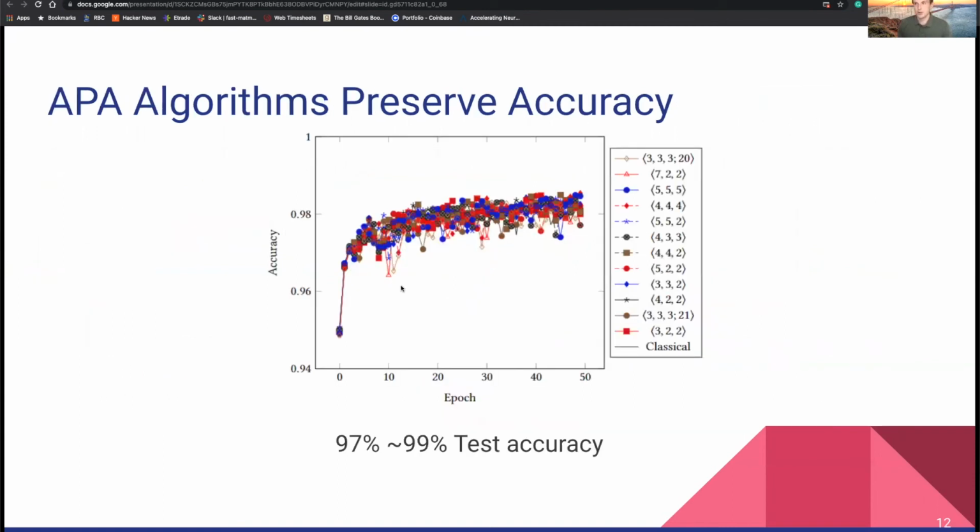We're also able to show that these APA algorithms preserve the accuracy of the network, even though they're introducing error into the system. This is a plot of the test accuracy over the training. It's a bit of a jumbled graph here, but what we're trying to show is that there isn't a large difference between the classical algorithm and all of these different algorithms that we have here, all of which are introducing error into the system. They're all relatively the same, and the small error introduced by these multiplications isn't having an effect on the accuracy of the network.